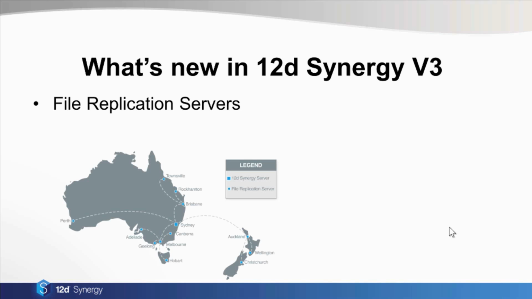Now, one of the main features are the file replication servers. What this allows, if you've got multiple offices, is you can put a file replication server, say in Brisbane, and then all your files can be cached locally in Brisbane, so users there can have LAN-like speeds. It allows a large company to have enterprise access to their data, and you can roll out one system company-wide.